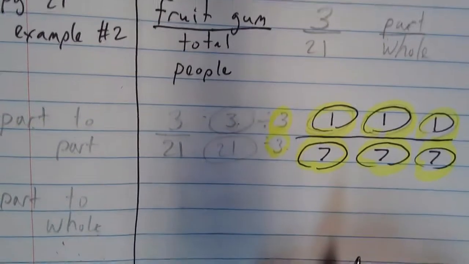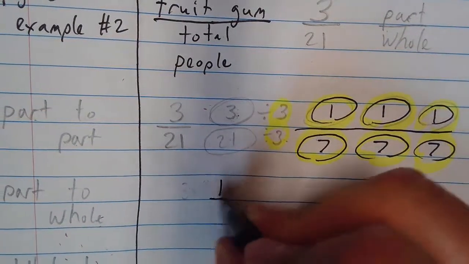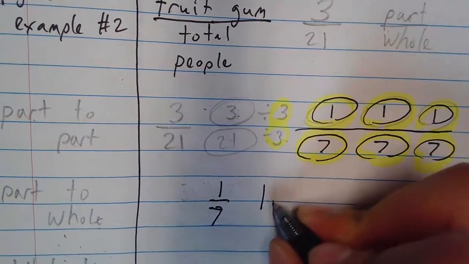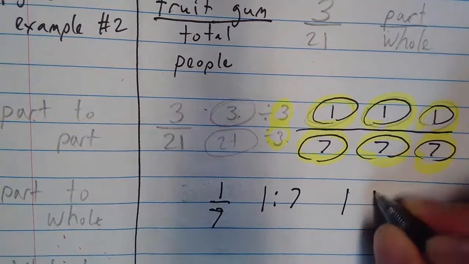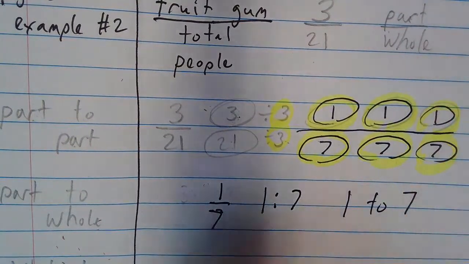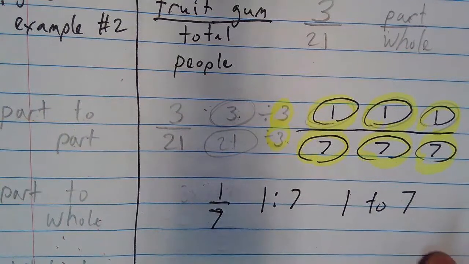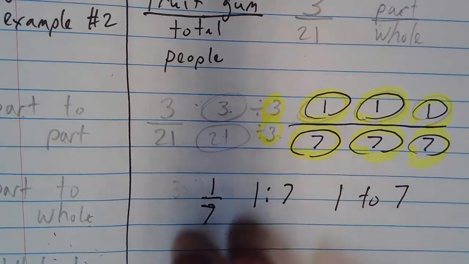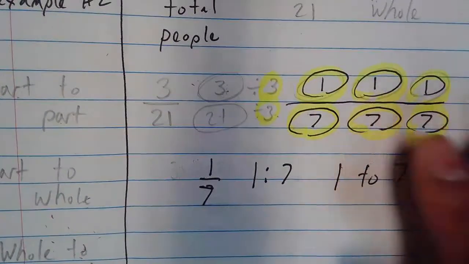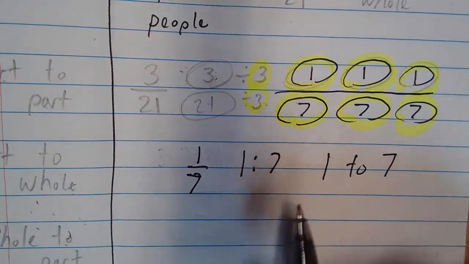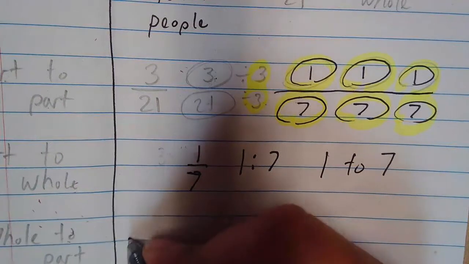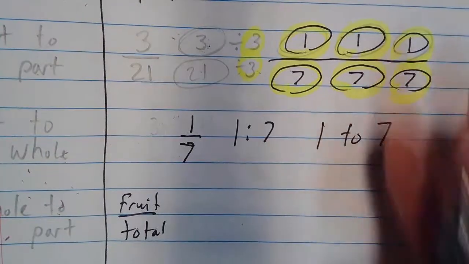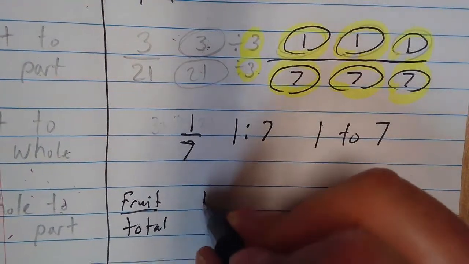So what do you think the ratio is when I simplify it? The simplified ratio is 1 to 7. Now, before I go any further, what does that mean? Again, yes, I'll give you a quiz, and yes, I'm going to ask you for this, but I'm also going to ask you what you understood from this. 1 to 7. Remember, the original ratio was fruit to total. 1 to 7 is the ratio.